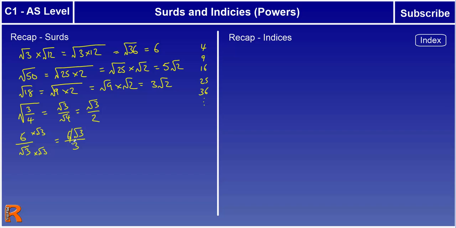And then we can actually cancel this 6 and this 3, because 3 goes into 6 twice, to leave us with 2 root 3. So that awkward looking surd with the surd on the bottom is the same as 2 root 3.